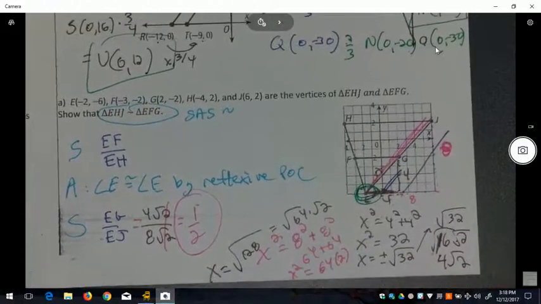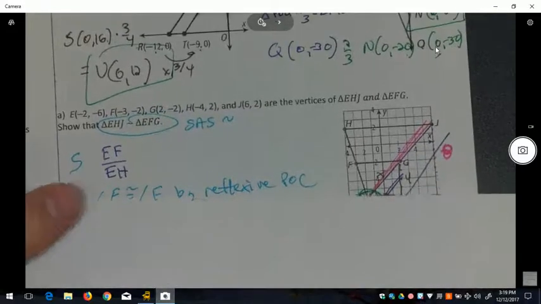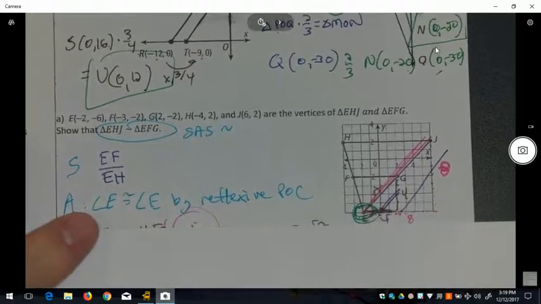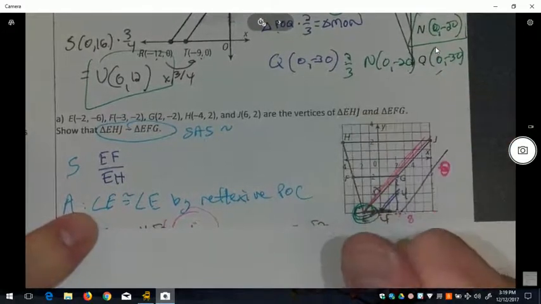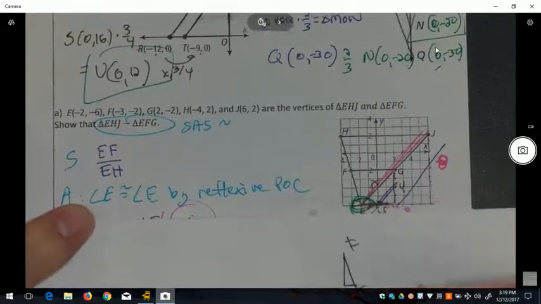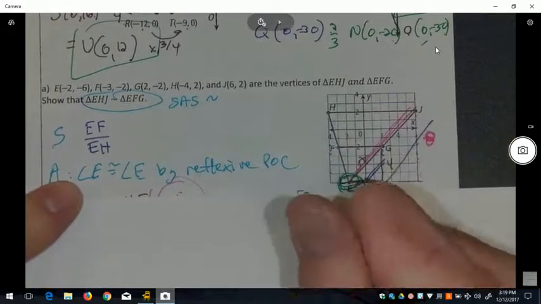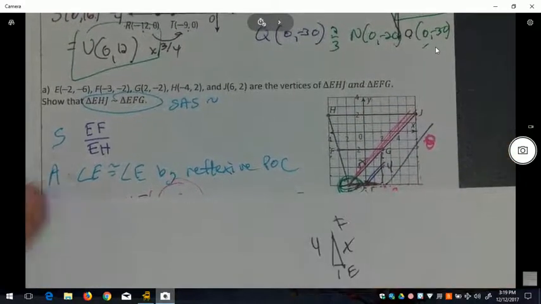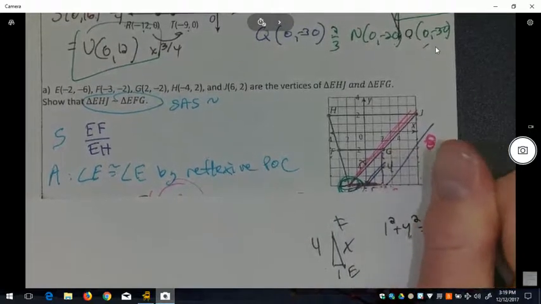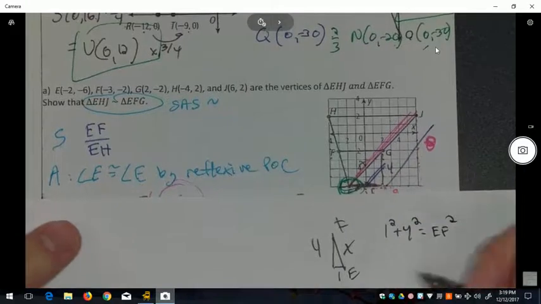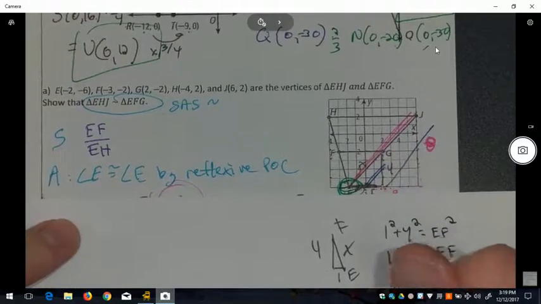All right, so now we're going to look at EF and EH, and I'm actually going to do this on a separate sheet of paper so it doesn't get as messy. So EF and EH, we have the distance from E to F has a width of 1. So here's E and here's F, and a height of 1, 2, 3, 4. So EF is our hypotenuse. 1 squared plus 4 squared equals EF squared, or call it X, or whatever variable you would like. 1 and 16 is 17. So EF is the square root of 17.